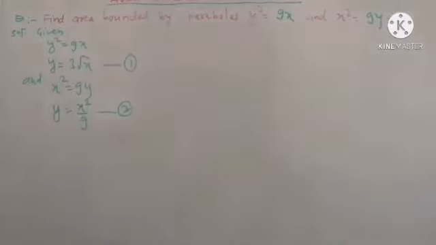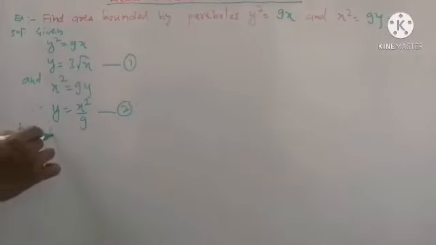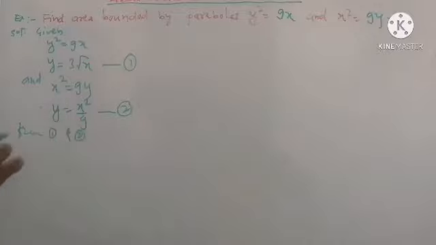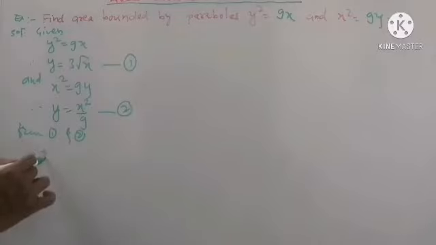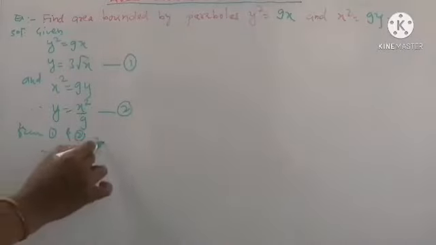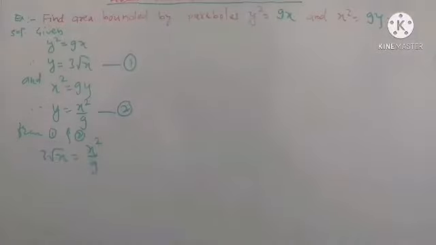Now we have to solve these equations to find the point of intersection between these two curves. So from 1 and 2, as the left hand sides are equal, we equate their right hand sides. In the first equation we have 3 root x on the right hand side, and in the second equation we have x square by 9. Now we have to solve this equation to find the two values of x. For that we have to factorize this, as this expression contains a radical sign.